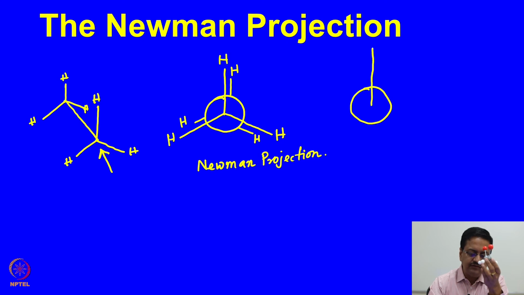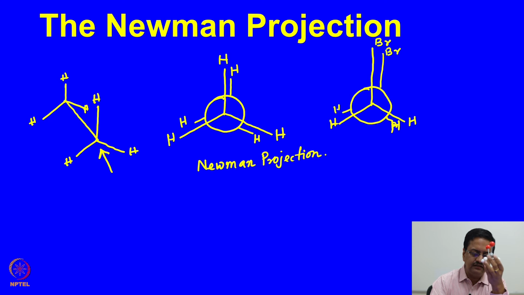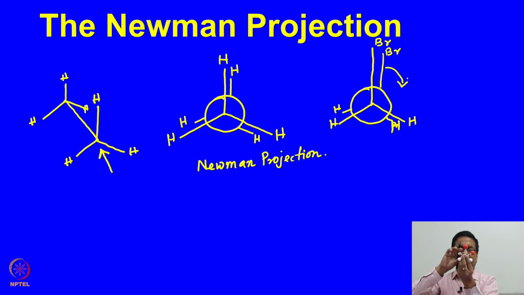In the front carbon I have a bromine, and as you know, the carbon-bromine bond length is much larger than the carbon-hydrogen bond length. So, that should be represented, and the back side also has bromine like that, this hydrogen, and here is another hydrogen. So, now if I try to rotate the back carbon like that, I reach a different conformation. How do I represent that different conformation is shown here.